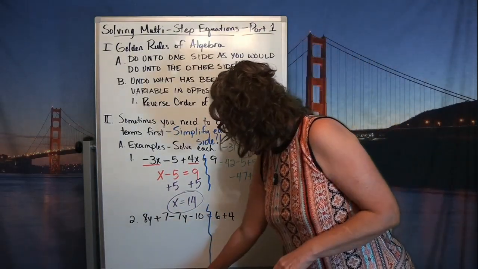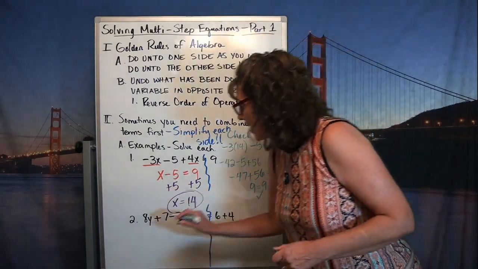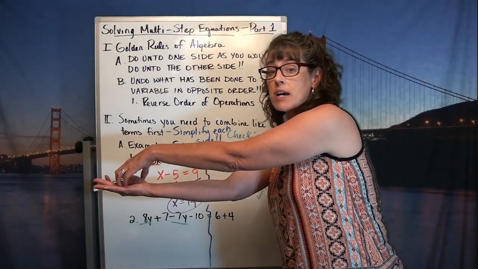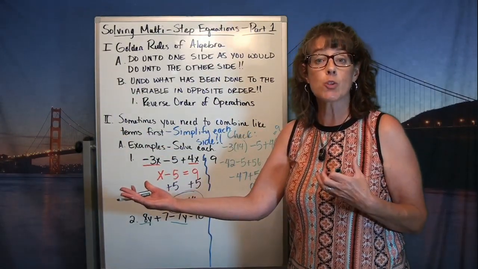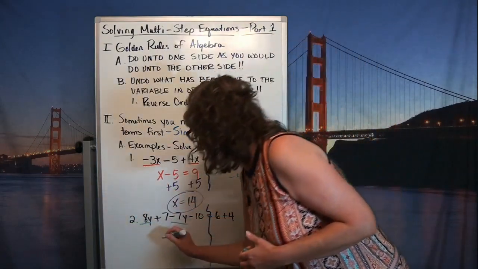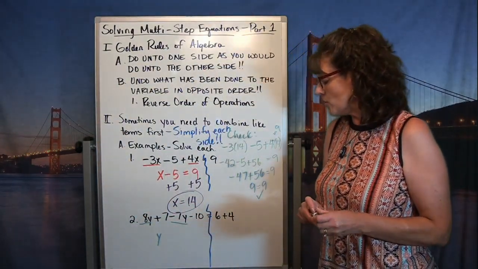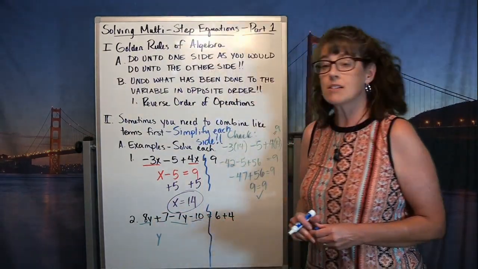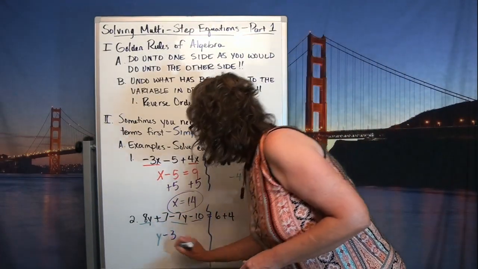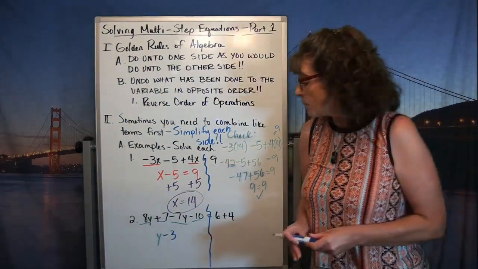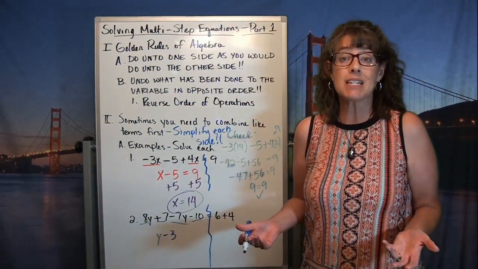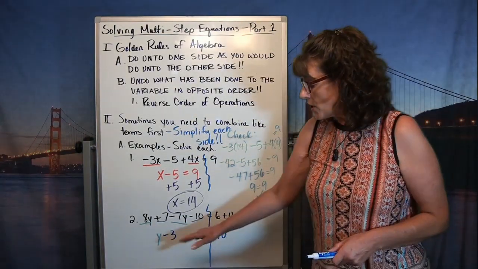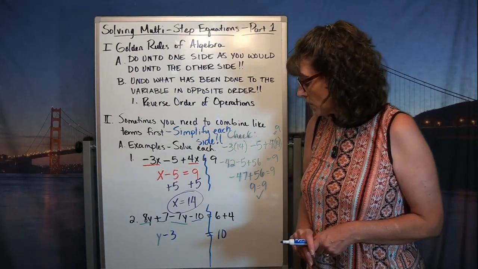So on this side, I'm noticing that I've got an 8y minus a 7y. In that pan, I have 8 of these y's, and I'm taking 7 of them out. How many of those y's are left? Yeah, I've only got 1 y left. Now, I'm also noticing that I have a 7 minus 10, and 7 minus 10 is a negative 3. So I have simplified that side as much as possible. I can't do anything with that y minus 3, I can't put them together. Now on this side, 6 and 4 will give me 10. So there's my equation, y minus 3 equals 10.